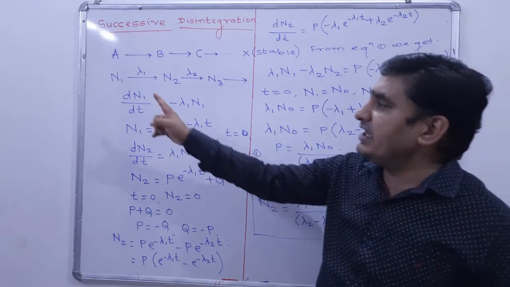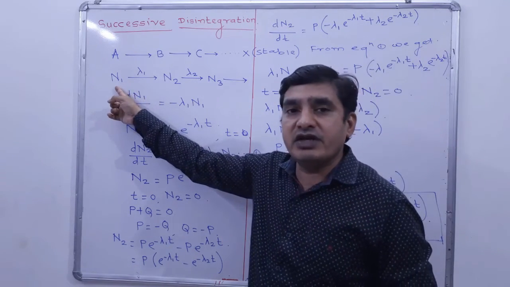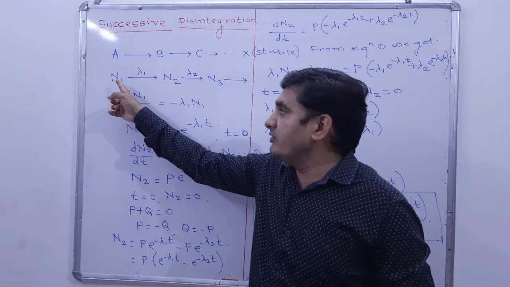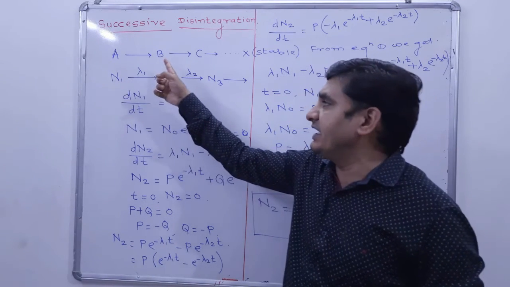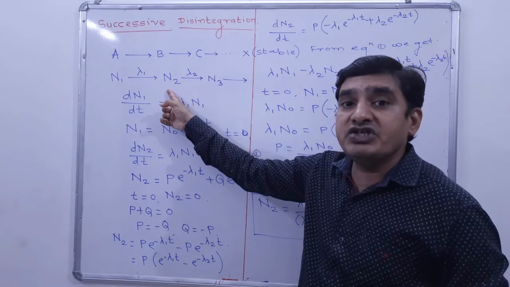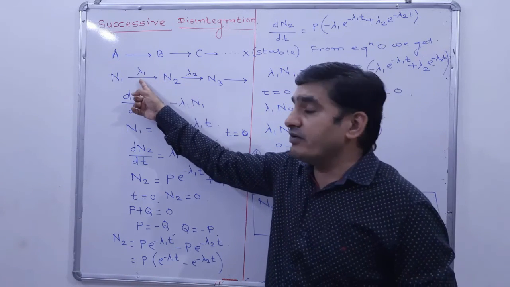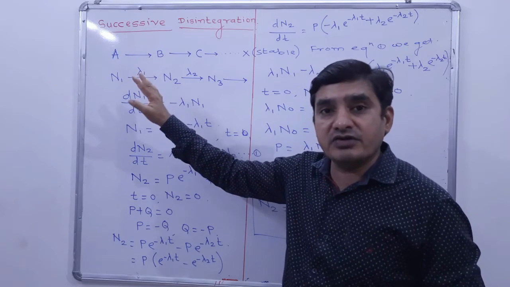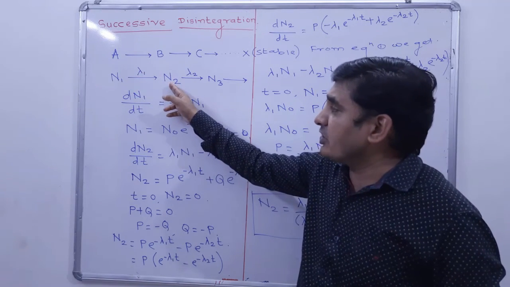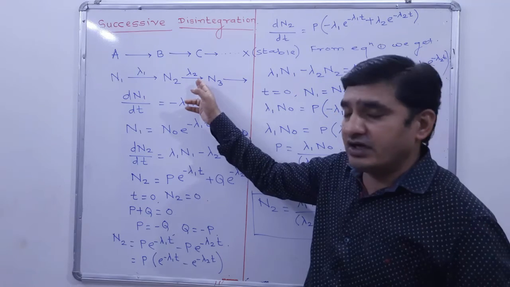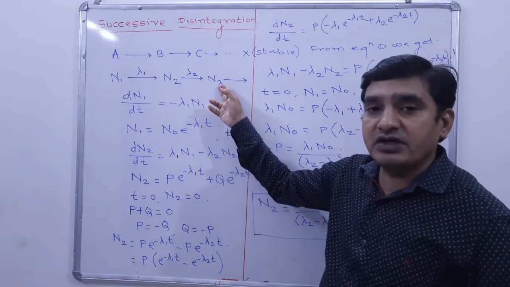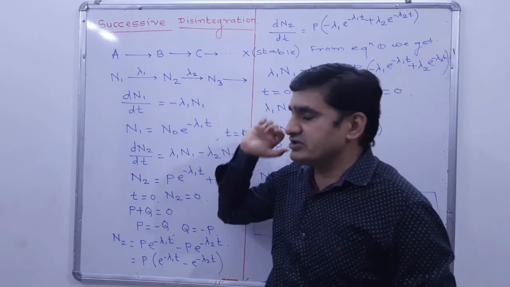If we consider N1 as the number of radioactive nuclei of the parent, this parent disintegrates and we obtain a daughter which has the number of radioactive nuclei N2. Lambda 1 is the decay constant for the parent. Now this daughter again disintegrates, so that we obtain a new daughter. This process is carried out.